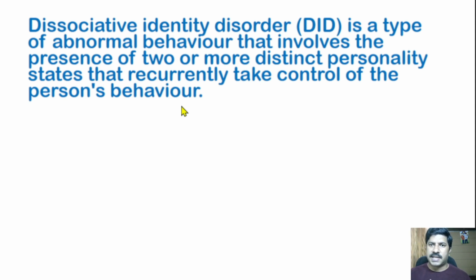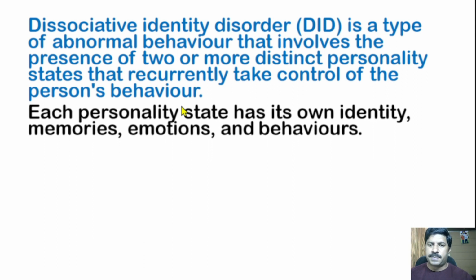He may forget the character of the previous identity, and he will behave differently. Sometimes he will behave as a different religion or different person or with a different sexual perception also. Each personality state has its own identity, memories, emotions, and behaviors. So each character may have a separate identity, memories, emotions, and behaviors. There will not be a relation between the previous one and the current one.